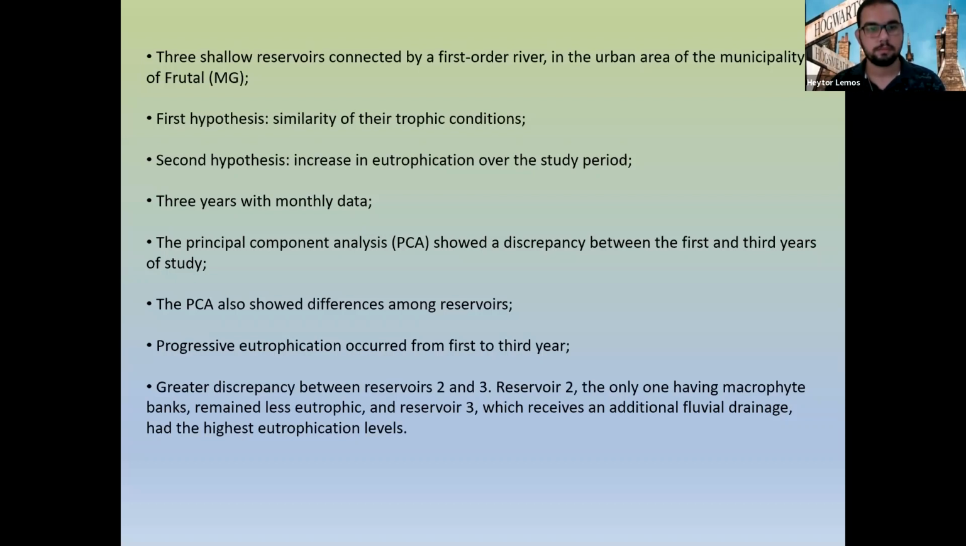Okay. So I tried to translate his answer. Christina, you can complement, okay? So what Heitor said is that reservoir 3 is the one that receives a higher input.